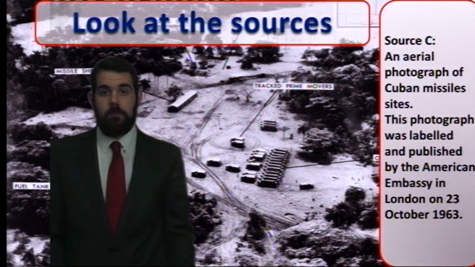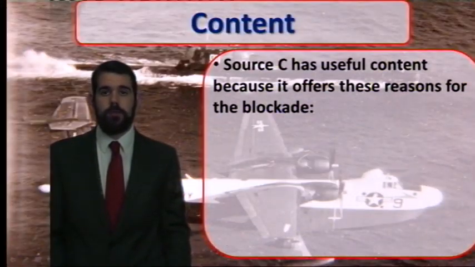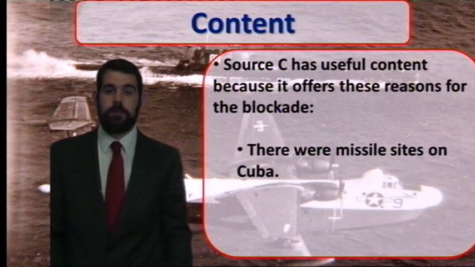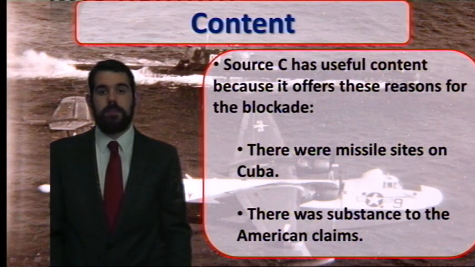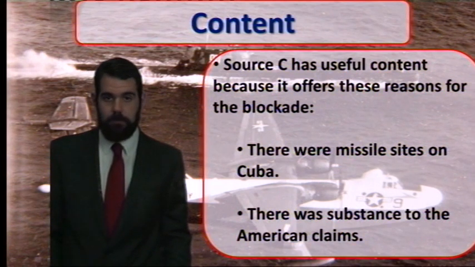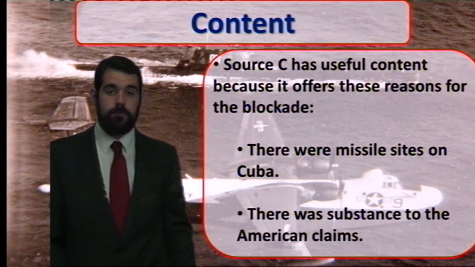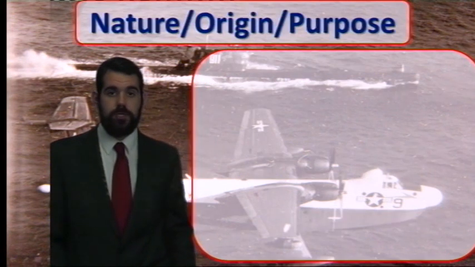My second source is this photograph published by the American Embassy showing supposed missile sites in Cuba. So the content's useful because it shows me that there are missile sites on Cuba. That's a reason why they blockade. The American claims are based on some hard evidence. That's the usefulness of this source for this question.